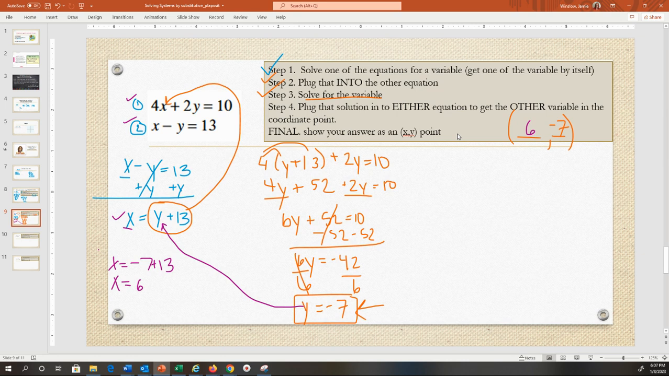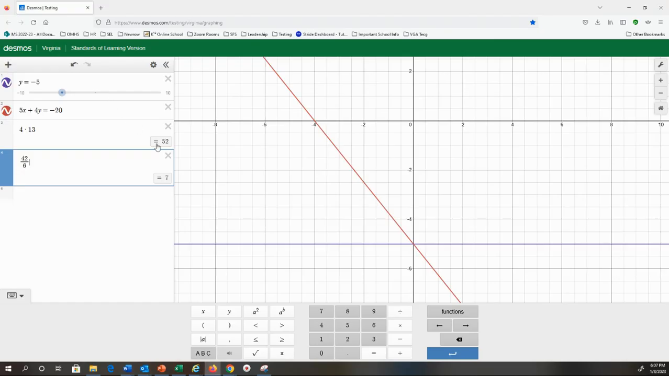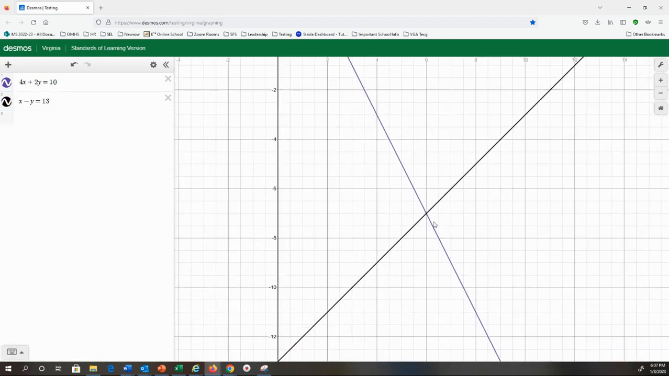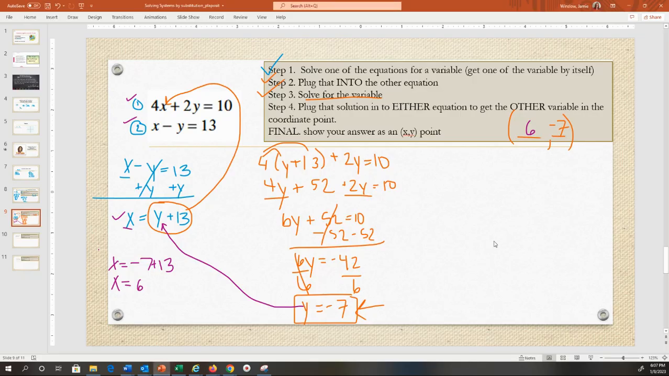Let's go to Desmos, double check, and make sure that we get (6, -7). Because if not, maybe we made a small sign mistake somewhere. So let's look. Okay, our first equation was 4x plus 2y equals 10. And the second one was x minus y. You should be trying this with me. Pause it if you need to or want to. (6, -7). That's it.